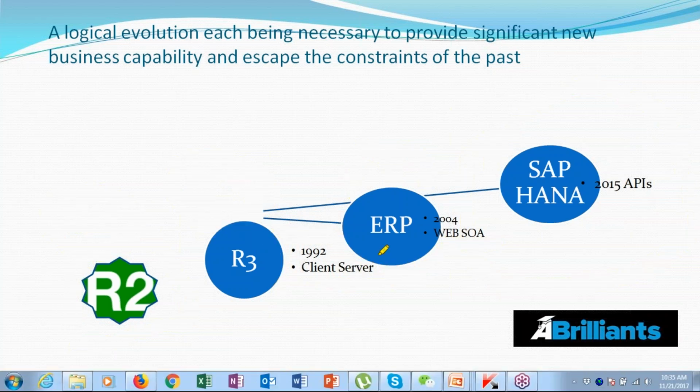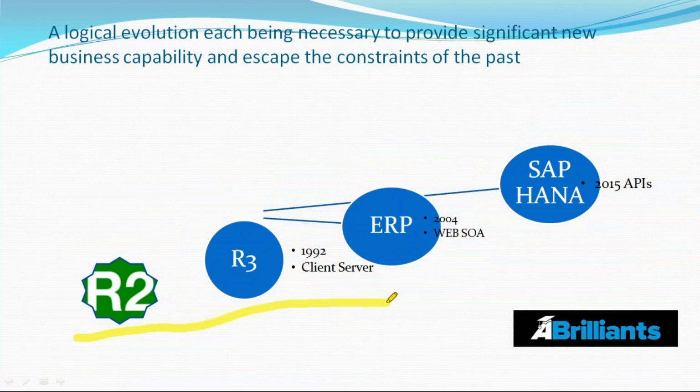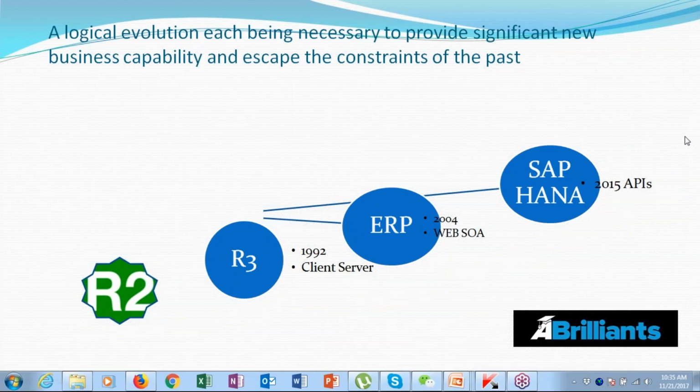Any question up to now? Are we okay with the trend of evolution with the HANA? If so, then I think we should continue if we are satisfied.